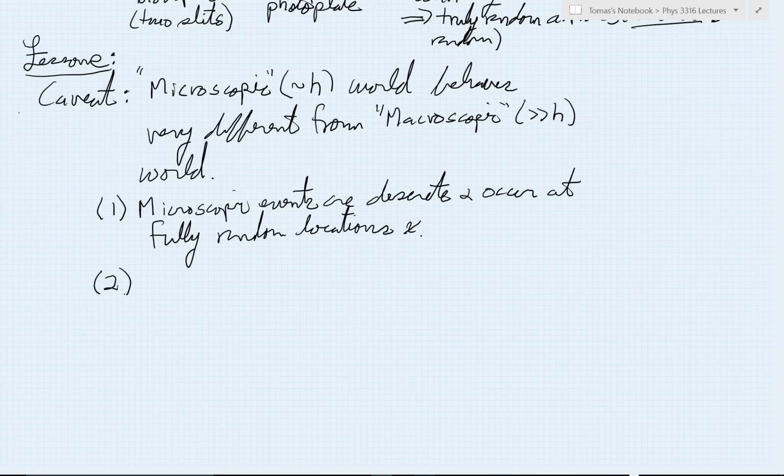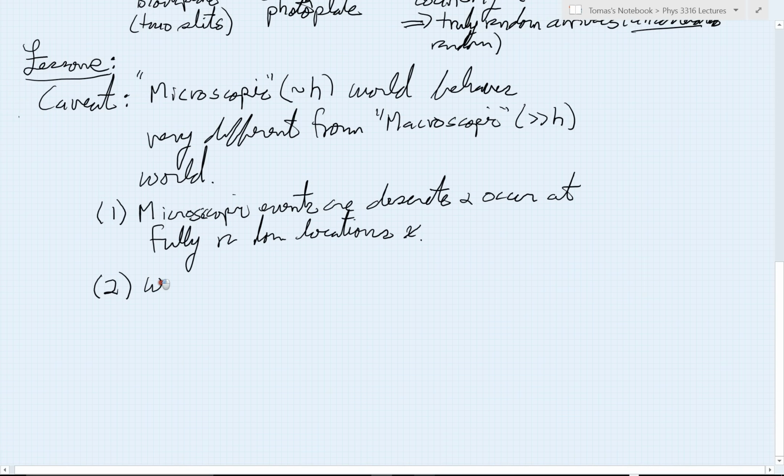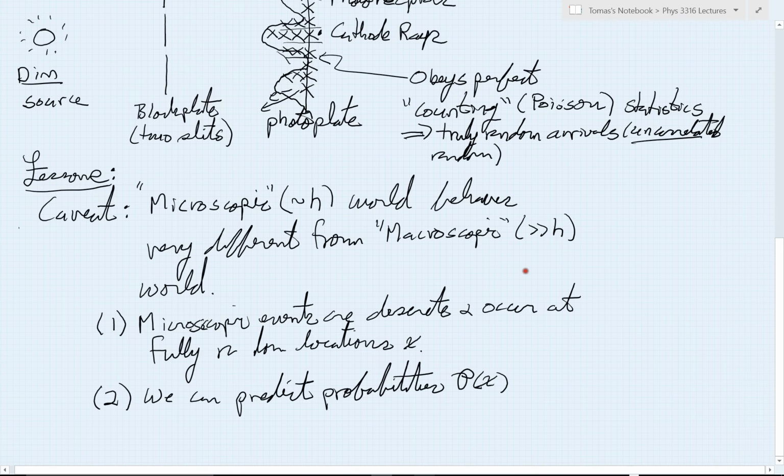We can't say where things are going to happen, microscopic, but what we can say is something about the probability distribution. We can predict the probability distribution, the probabilities, and I'll call those P of X.